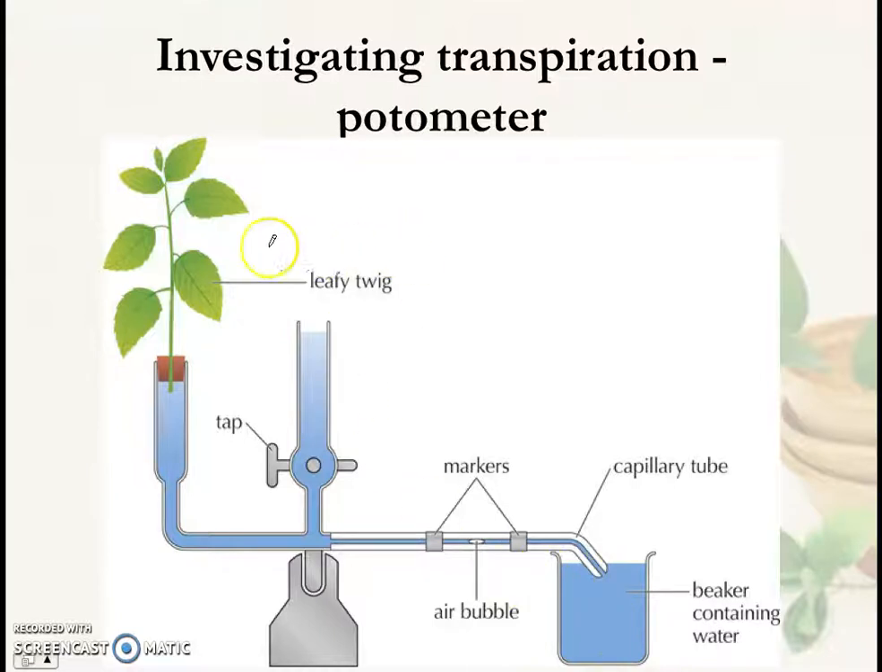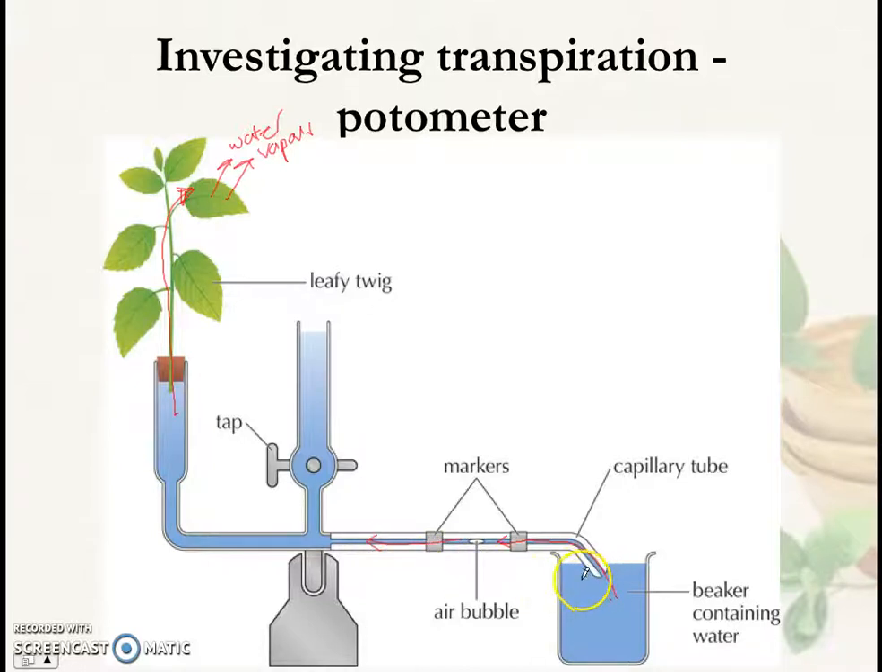Right, so as with the previous experiments, we know that with transpiration there will be a loss of water vapor from the leaves of the plant. So water will be pulled up the stem of the plant by transpiration pull. Water will be pulled up from the capillary tube, and ultimately pulled up from the beaker containing water.